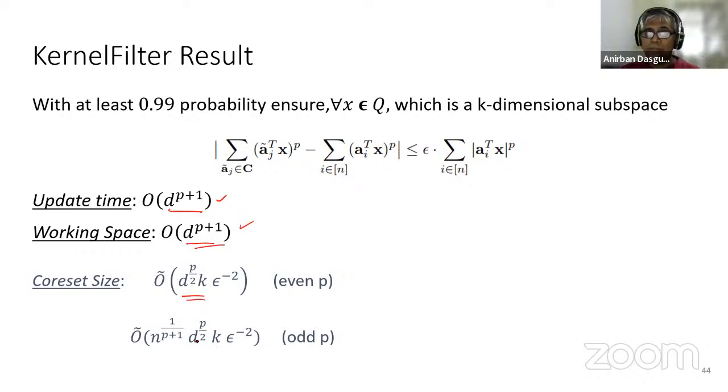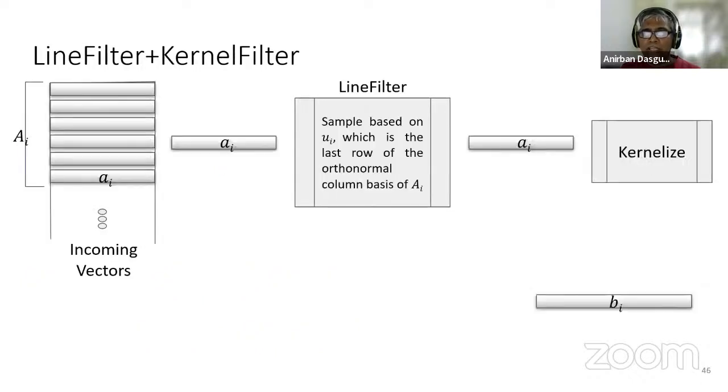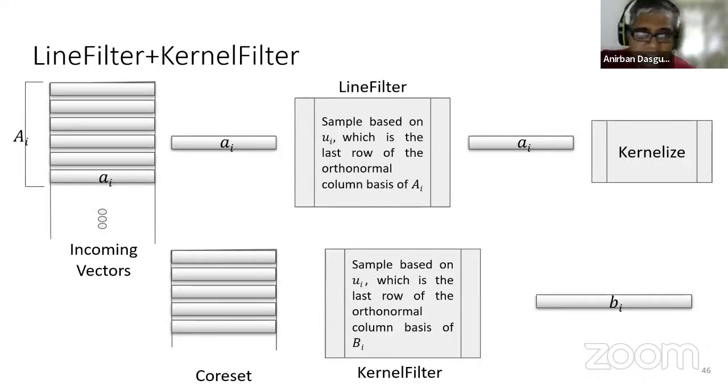But the coreset size is much smaller. It is n to the power p by 2, some d to the power k by k times epsilon square. By the way, there's a typo here. This should have been n to the power 1 minus 2 by p, d to the p by 2 times k epsilon square for odd p. So pretty small actually. By combining two things, we're able to get a pretty small coreset size and much faster update time than any of the previous algorithms. Okay, and here is the entire pipeline.